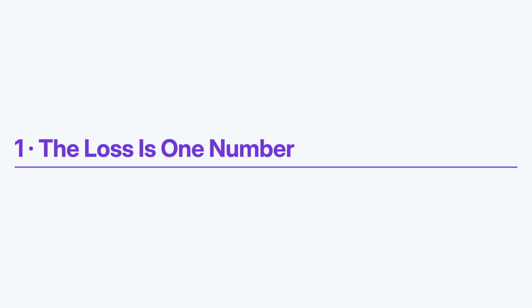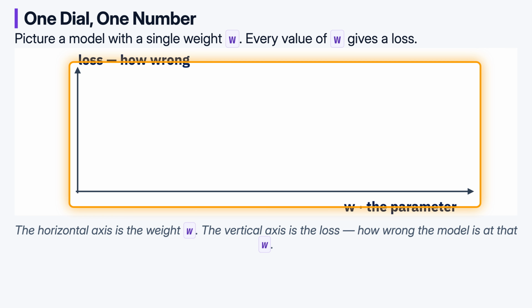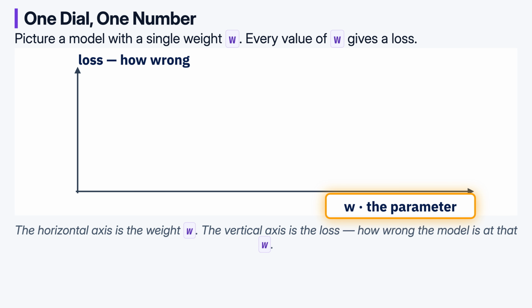Let's start with the big idea. Whatever the model is doing, the loss turns it into one number, and that one number is what training tries to shrink. Picture a tiny model with a single weight, called W. A real network has millions of weights, but one weight is the picture that fits on a slide. Let's set up the 2 axes. The horizontal axis is that weight, W. Slide it left or right, and you're dialing the one knob this model has. The vertical axis is the loss, how wrong the model is. So every value of W gives you one height, one loss.